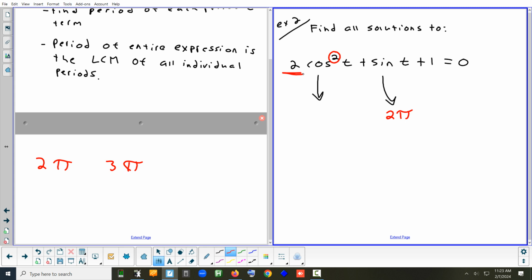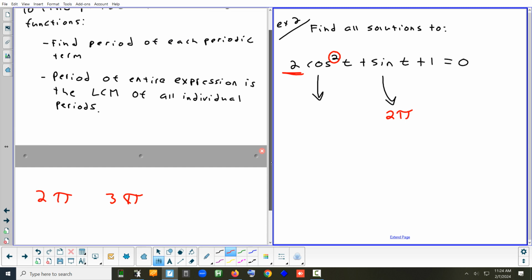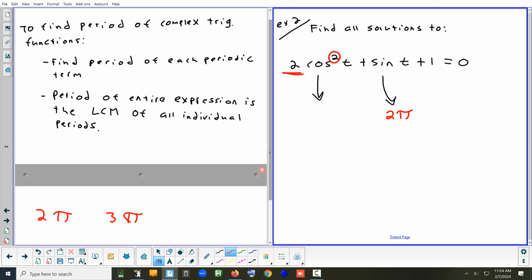Yeah. The way it's going to affect it is that it's going to be a vertical shift. It's going to be a vertical change. So is the 2 going to have any effect on the function that comes after it? Any effect on the period? The period. Will the 2 affect the period? Yes. This 2.